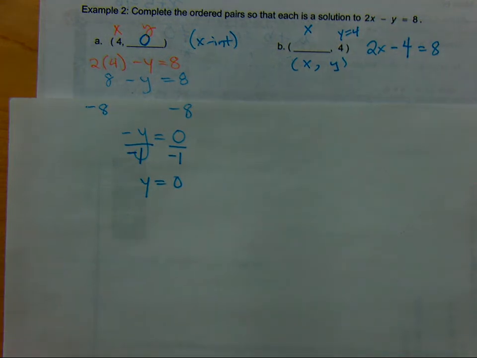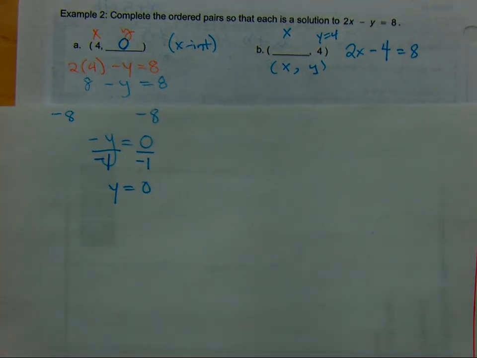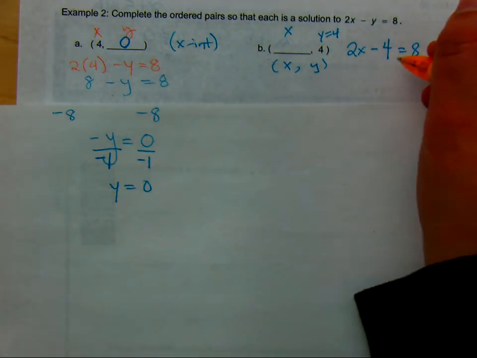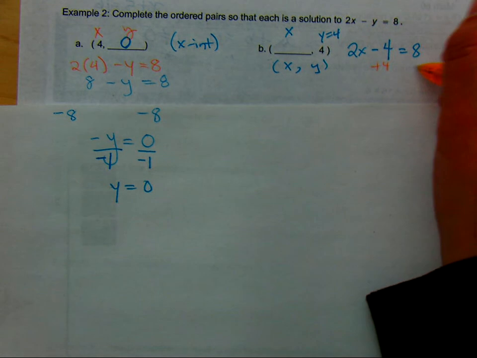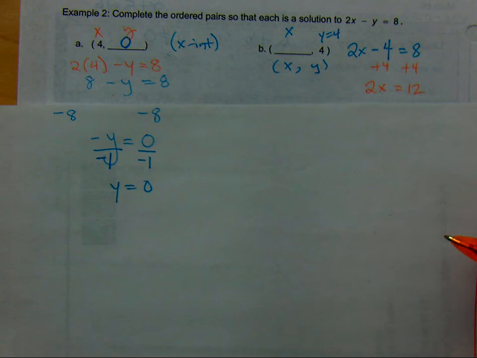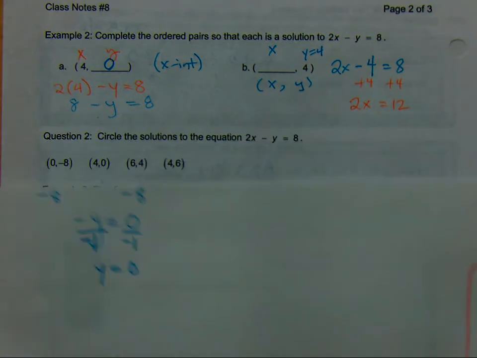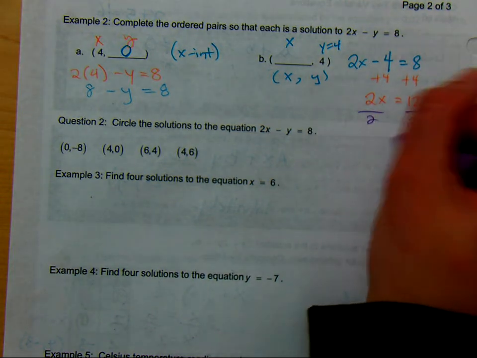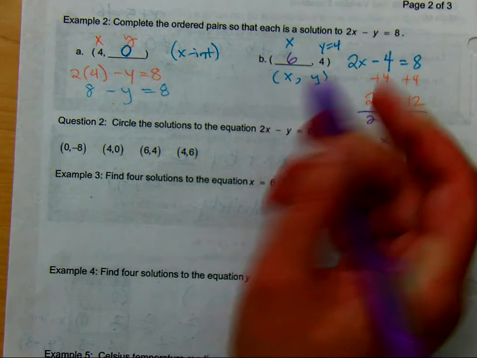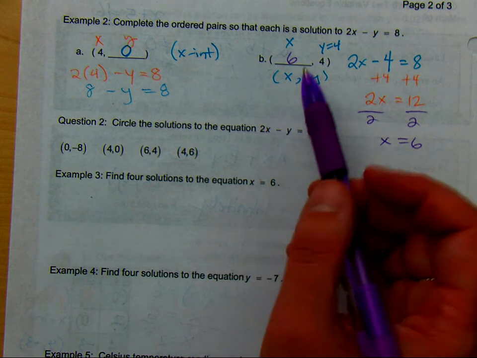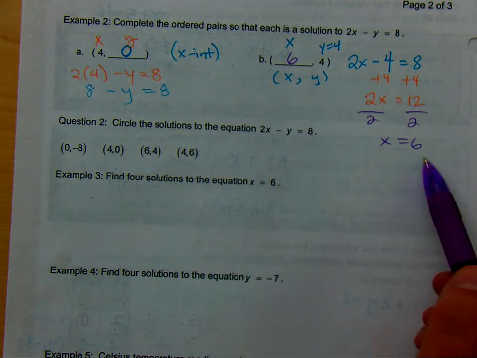Does everybody see where I got that? Now I want to solve for x. What should I do to get x by itself? Add 4. Is that what we said? 2x equals 12. What's the next step to get x by itself? I have room now. Divide both sides by 2. And so I get x equals 6. Since neither one of these numbers is 0, this is not an intercept. It's just an ordered pair. 6, 4 is the solution.